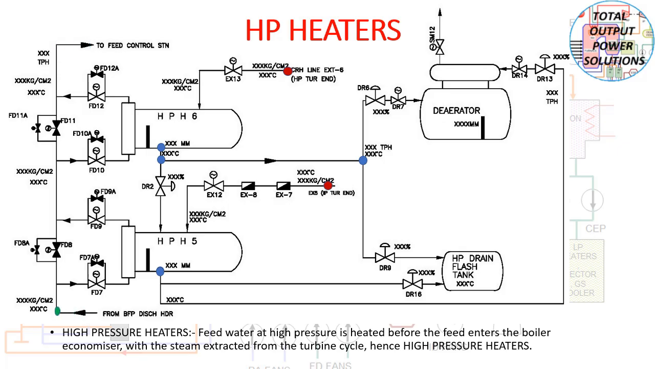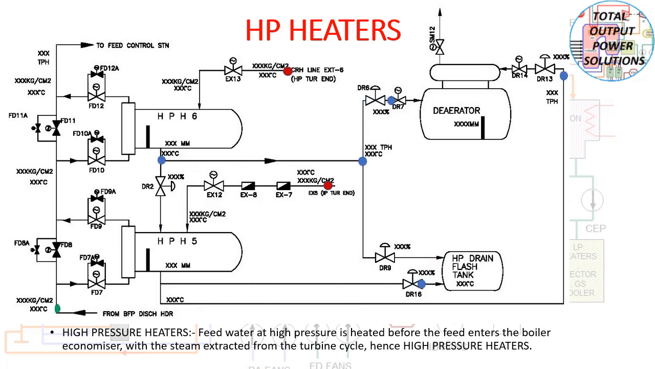Then you can see the drain as well. The drain of HP heater number 6 goes to HP heater number 5, and then from HP heater number 5 it goes to the HP drain flash tank. The drain may be diverted to the Deaerator also, and the HP heater number 6 drain can also be diverted to the HP drain flash tank. The drip diversion depends on level control, so the control valves are level control valves.